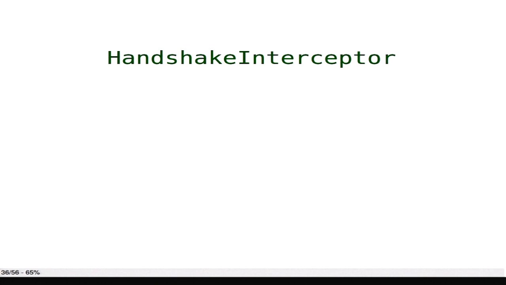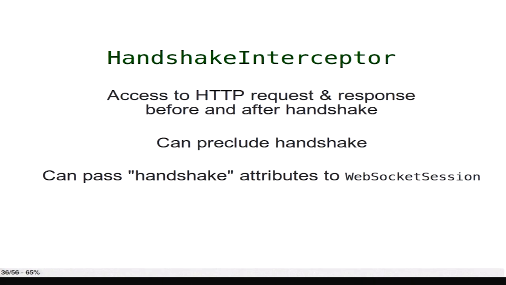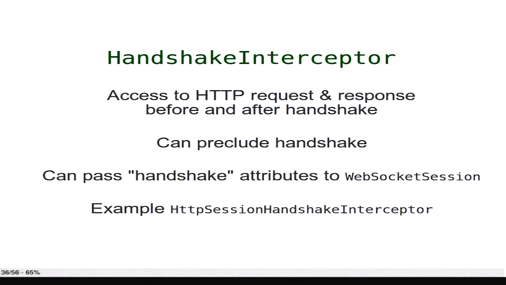Some of the extra things that we provide with our API: we have the notion of handshake interceptors. They give you access to the handshake request and response, before and after style. You can actually preclude the handshake from taking place by returning false. Also, you can pass handshake attributes to the WebSocket session. So we have an HTTP interaction initially, then we have a WebSocket session. For example, you may want to pass HTTP session attributes into the WebSocket session so that you can have access to them. There is an out-of-the-box interceptor called HttpSessionHandshakeInterceptor, which either copies all of the session attributes or allows you to specify some patterns so that a subset of them is copied to the WebSocket session.